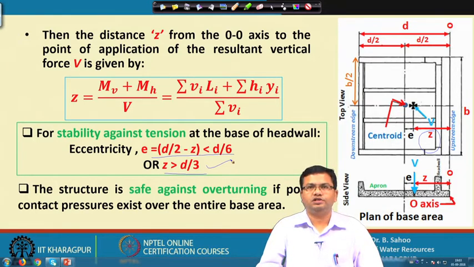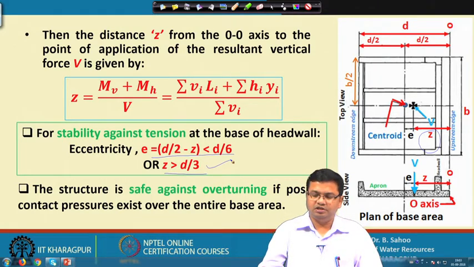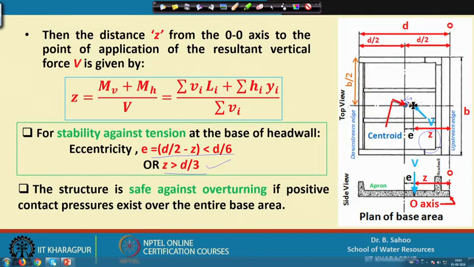The structure is safe against overturning if positive contact pressure exists over the entire base area. So, depending on the position of eccentricity, you can estimate whether the structure will overturn or not. To avoid overturning, you have to design in such a way that Z is greater than d by 2.